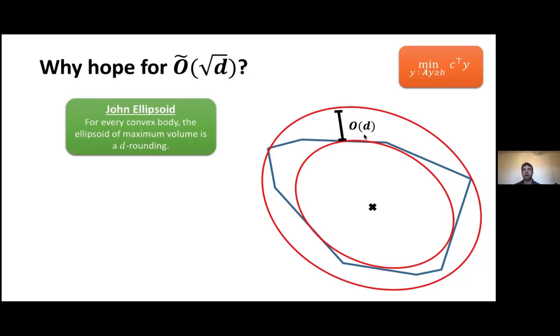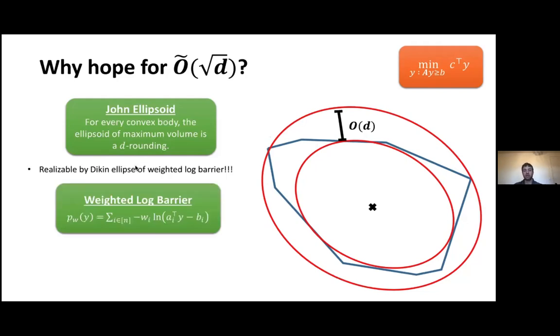the polytope. However, there's a classic result in convex geometry that says every convex body, including a polytope, has a d-rounding. There is an ellipse inside the polytope that when you scale it by a factor of d, it contains the entire polytope. And the maximum volume ellipse is such a rounding. This is known as the John ellipsoid. Nice result of Fritz John.